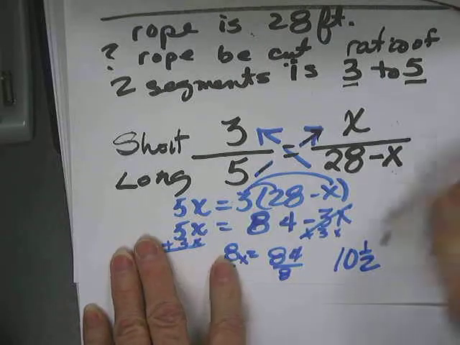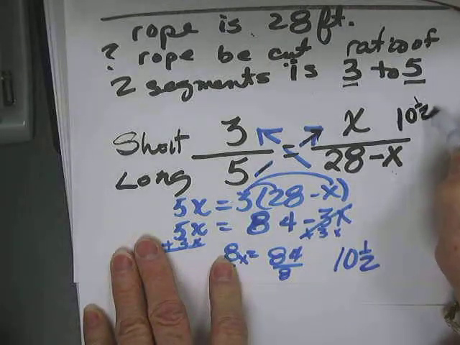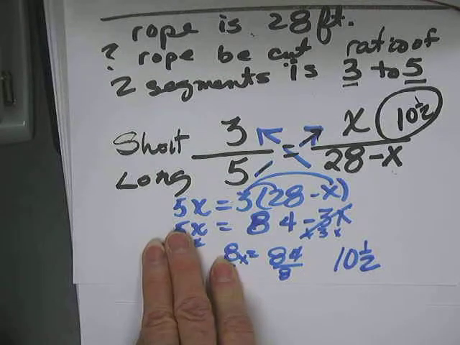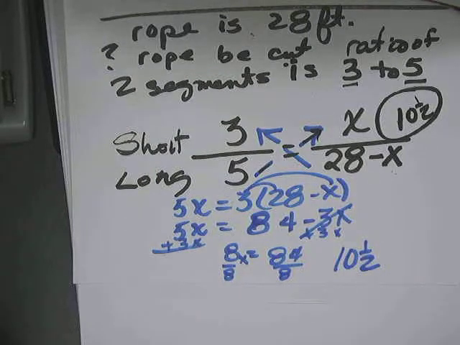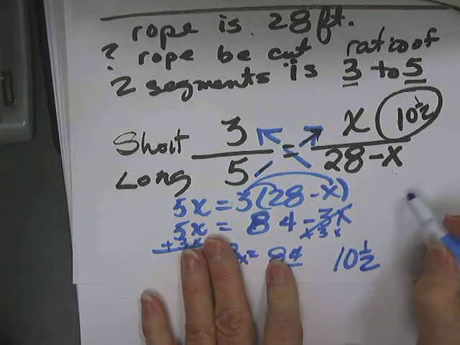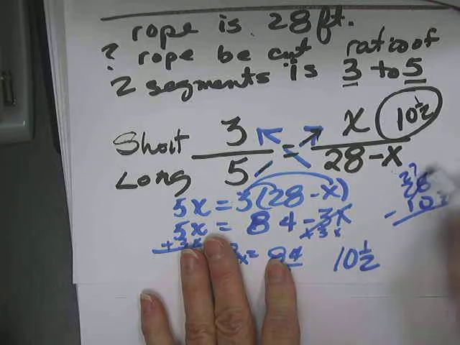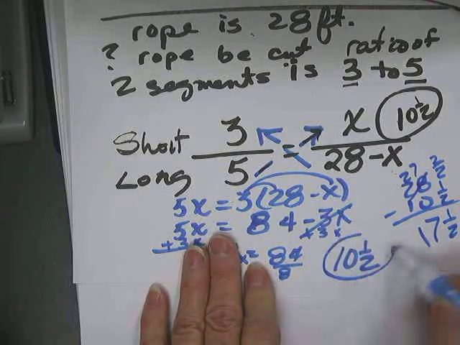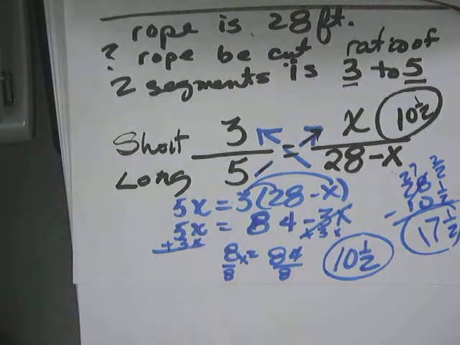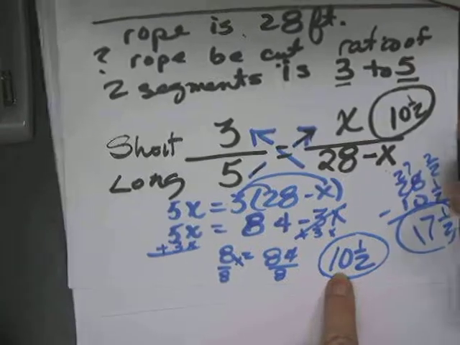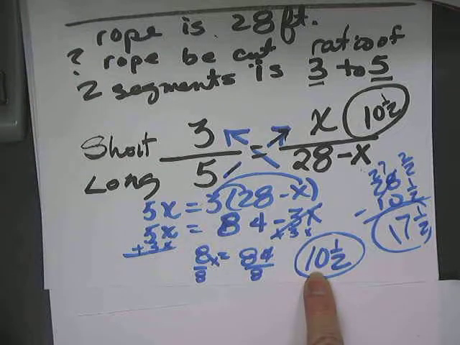10 and a half. Yeah, 10 and 4/8, which is 10 and a half. So if one of them is 10 and a half, what's the other one? 17. The other one's 28 minus 10 and a half, 17 and a half. If you do it by hand, you have to borrow one and put 2 halves, right? So one is 10 and a half, the other is 17 and a half.